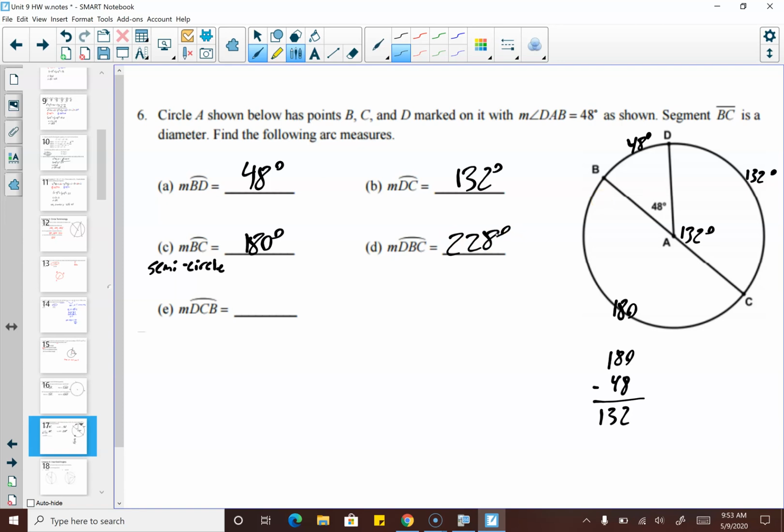And then the last one, it wants DCB. So it wants us to add the 132 and the 180 together. And that's going to give us 312 degrees. You also could have done 360 minus 48 and recognize that the 48 was the only part that was not included. But that's how we do some work with our central angles and our arcs around our circle.